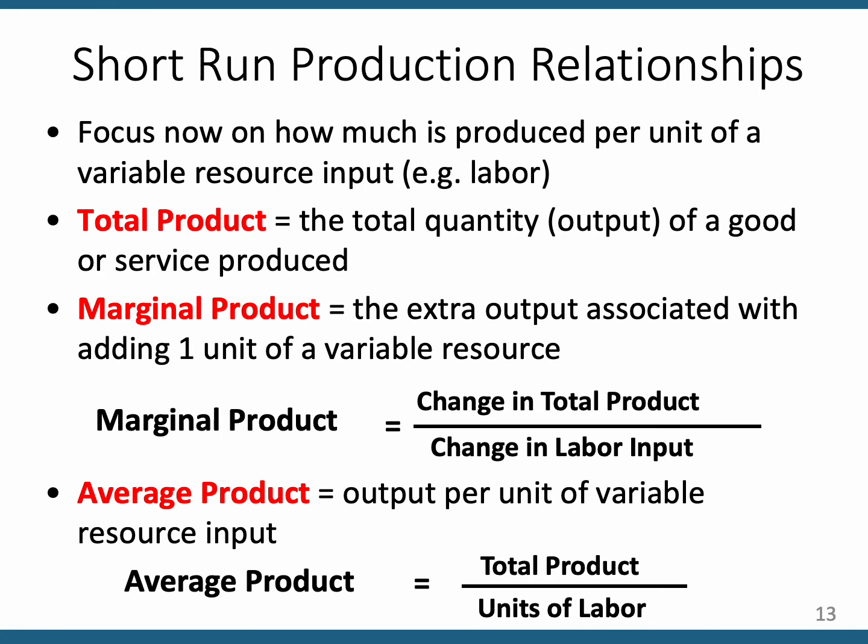Average product is when you take total product and divide by the number of workers, or the number of units of labor in general. Now, marginal product is going to be more important to our analysis than average product is, and I'll explain that.